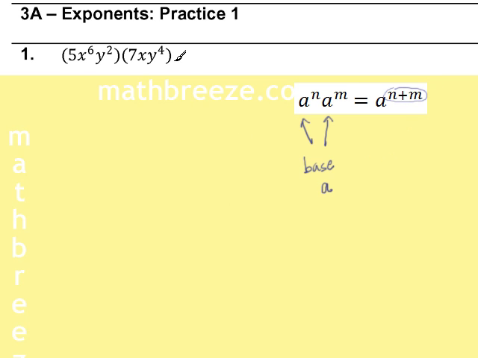So let's apply this rule here. First, we're going to multiply the coefficients, and that's 35, 5 times 7. And now we're multiplying the powers of x. Okay, so we're multiplying like bases, so we're going to add the exponents, 6, and here there is an implied exponent of 1. When the exponent doesn't appear, there is an implied exponent of 1, so that's 6 plus 1 is 7, so that's x to the 7. And then we're going to multiply the powers of y. 2 plus 4 is 6, so that would be y to the 6.